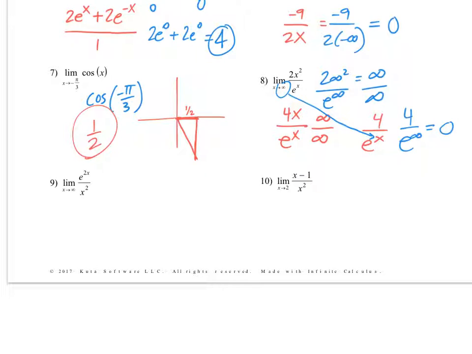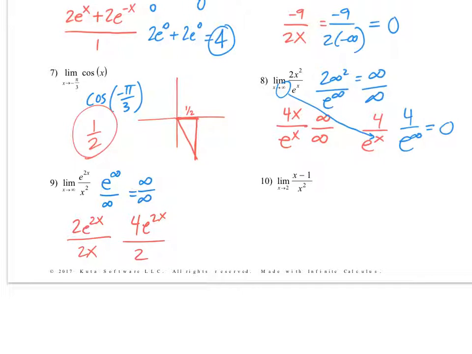All right, e to the 2x over x squared. That's pretty close to number 8, but when we sub in, we get e to the infinity over infinity, which means do L'Hopital's. Okay, so the derivative of the top is 2e to the 2x. Don't forget the chain rule. The derivative of the bottom is 2x. Subbing into this is again going to give me infinity over infinity. So do the L'Hopital's again. Take another derivative. The derivative of the top now is 4e to the 2x and the bottom is 2.